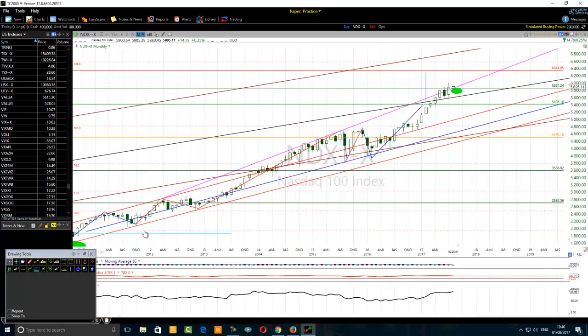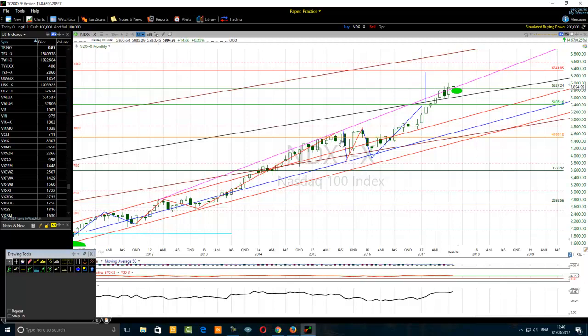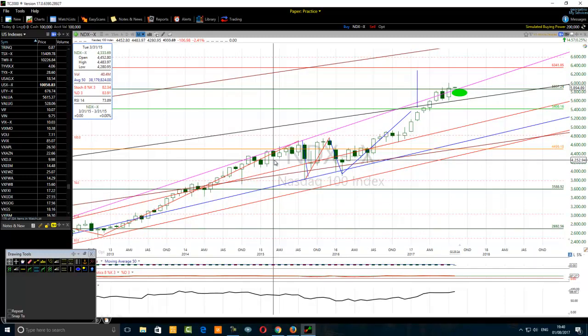If you look carefully on my chart, connecting the high of March 2012 to the high of March 2015, okay, March 2012 connected to the high of March 2015.